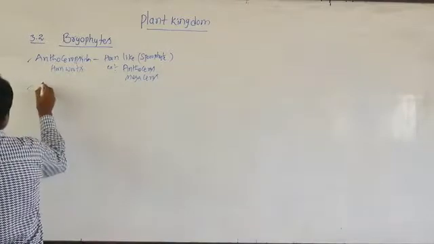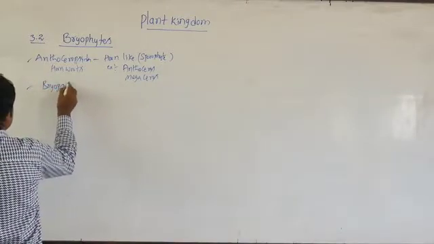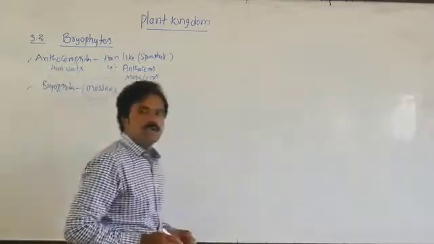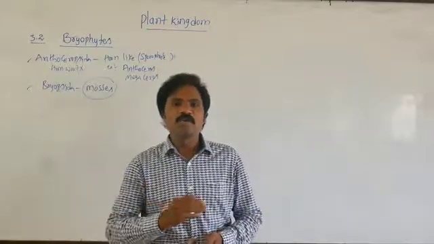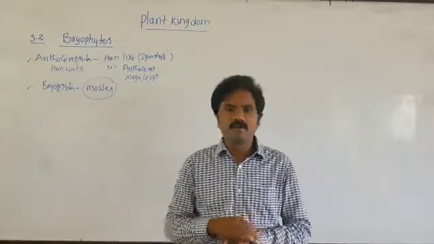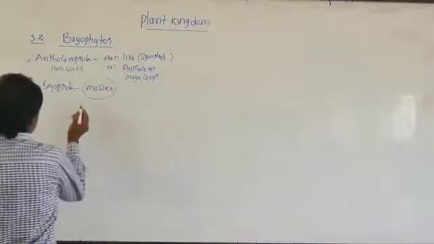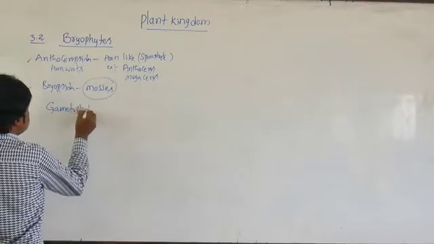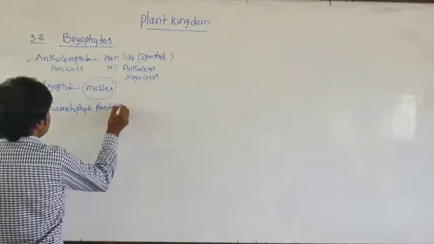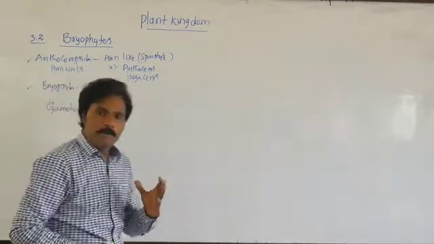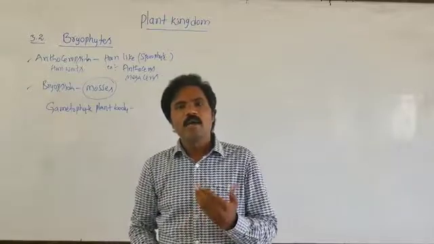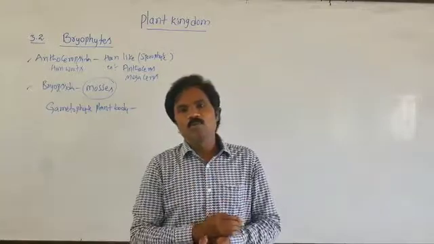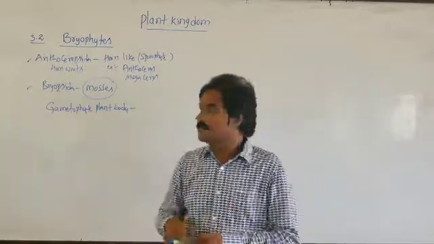Then another very important one, Bryopsida. This Bryopsida, we commonly call mosses. Here, two particular stages are present, the primary as well as the secondary. Related to the gametophyte plant body, the gametophyte plant body is the thalloid one, haploid, creeping, photosynthetic, and it helps in vegetative propagation.